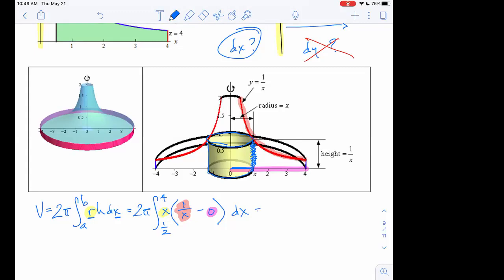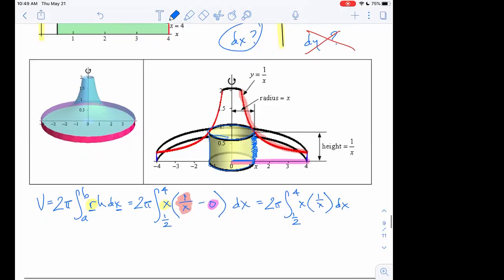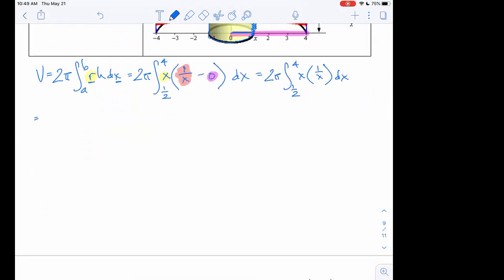Okay, so let's see what we have once we simplify. 2 pi, the integral from 1/2 to 4 of x times 1/x dx, or 2 pi, the integral from 1/2 to 4 of 1 dx. Even though I've got a fraction in my bound, this is one of the easiest integrals that we've seen, right? We don't even have any x's in it, so the integral of 1 is just x, and I'm going to plug in 4, and I'm going to plug in 1/2.